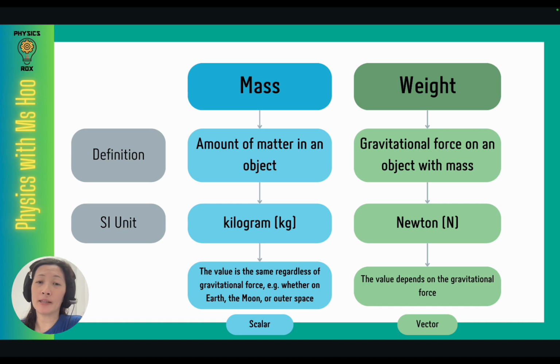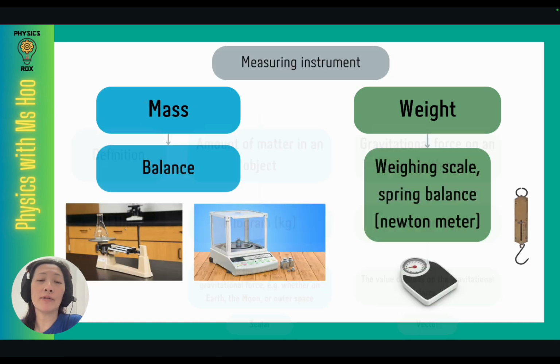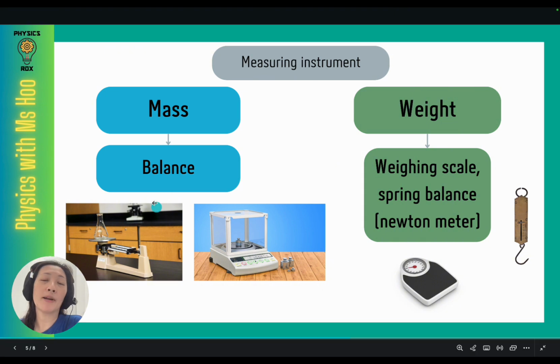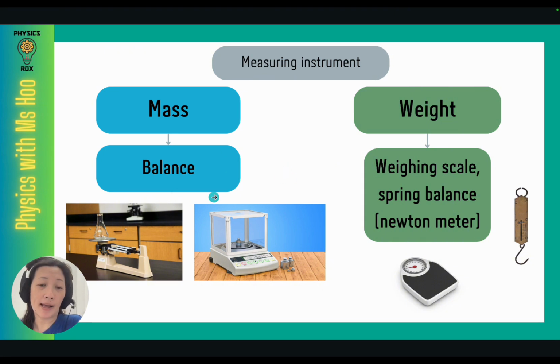In addition to knowing all this about mass and weight, you also need to know what measuring instrument is used to measure mass and weight. The measuring instrument used to measure mass is a balance. Now, there are many types of balances, including a triple beam balance and a top pan balance. To be on the safe side, if you're not sure what type of balance to be used, just write balance. Yes, it's accepted in your examinations.